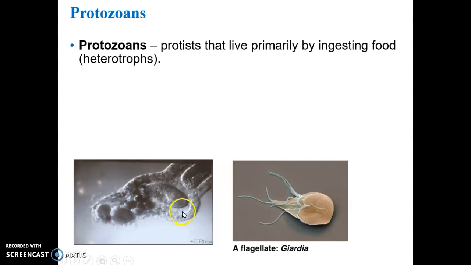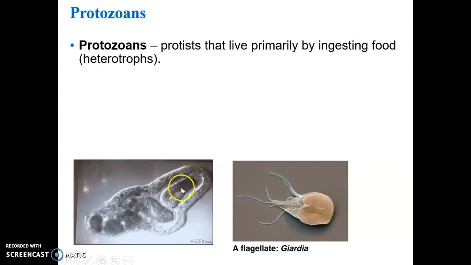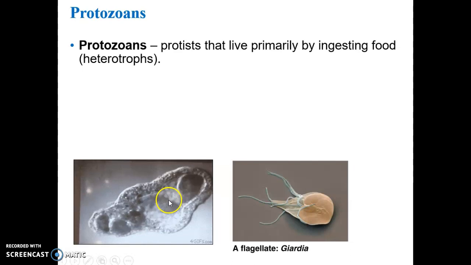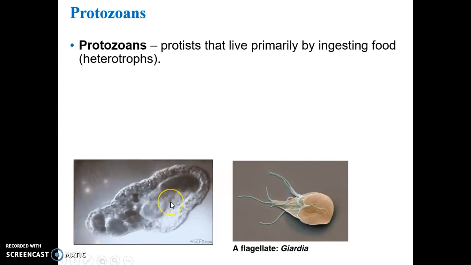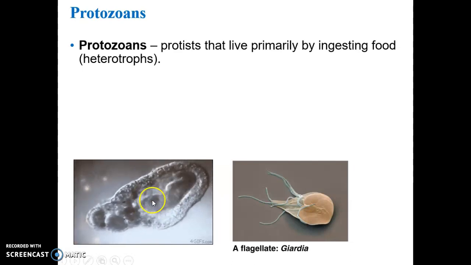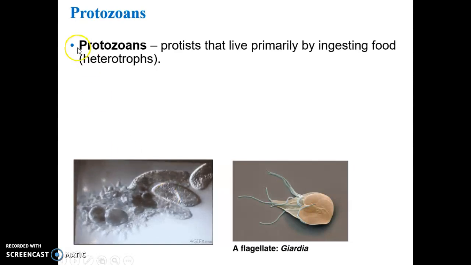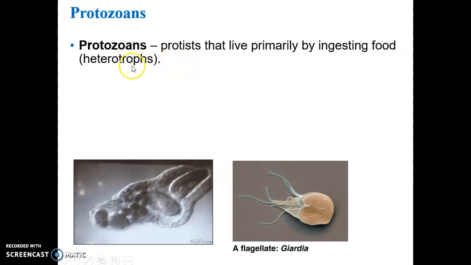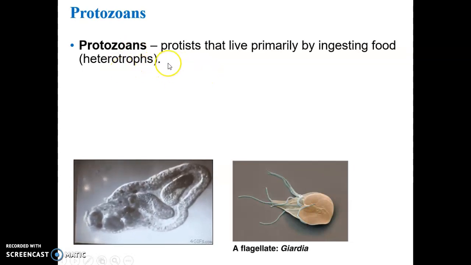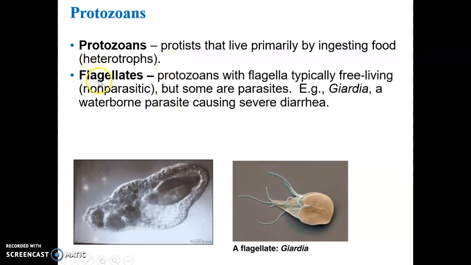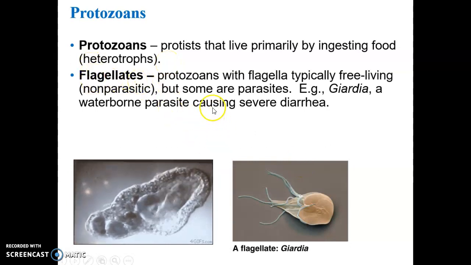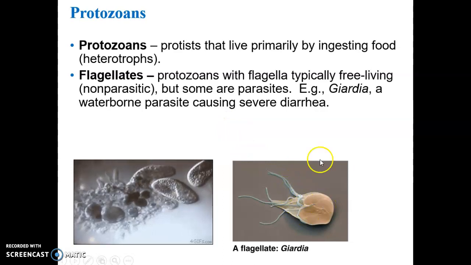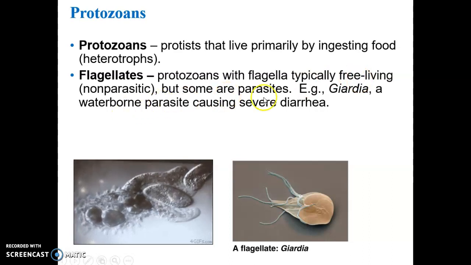Here's an amoeba, and it's ingesting a couple of protists that look like paramecium, and they decided to wake up too late, and they're being ingested and will be consumed for energy. So an amoeba is a protozoan, which is a type of heterotrophic protist. There are flagellates. So flagellates are protozoans with flagella, and they're typically free-living, but some can be parasites.